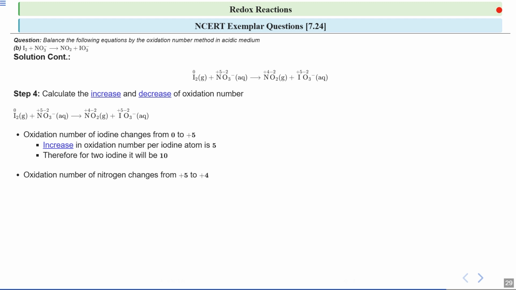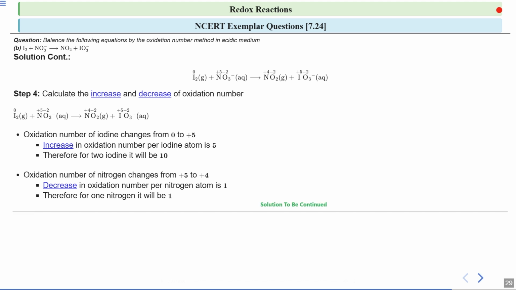Whereas in the case of nitrogen, the oxidation state changes from +5 to +4. Therefore, there is a decrease in oxidation number, and per nitrogen atom that decrease is 1. Now, to make the decrease and increase in oxidation number equal, you will multiply the one which is lacking that change by 10. So let's do it.